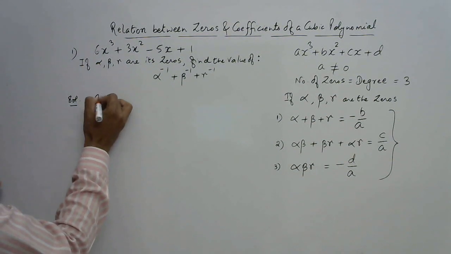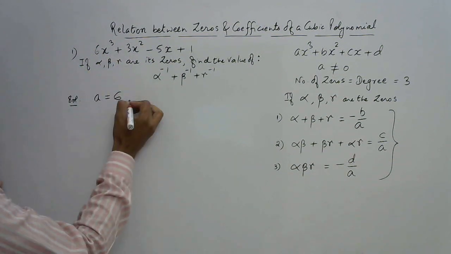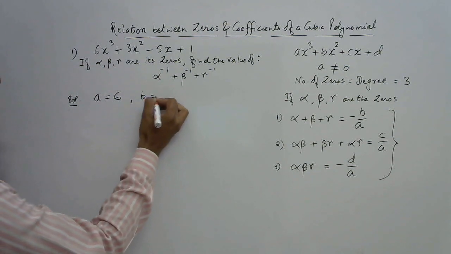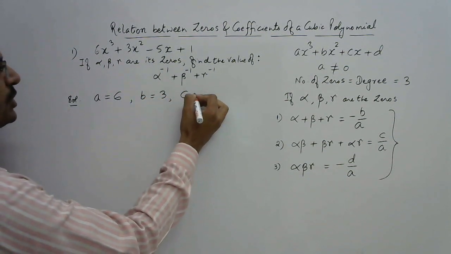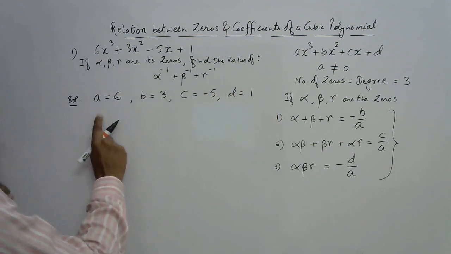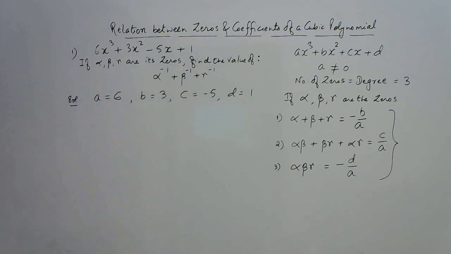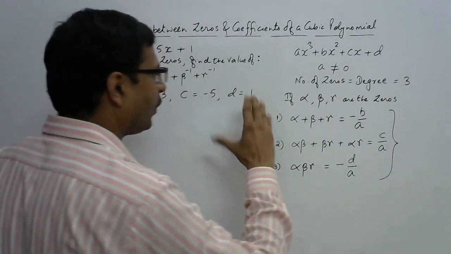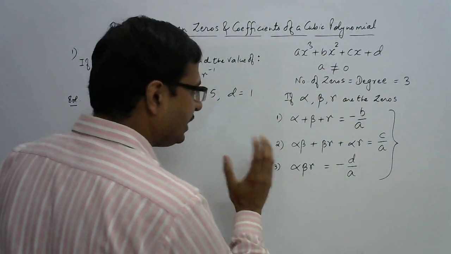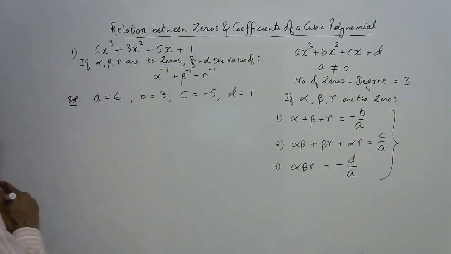Now in this case, the coefficient of x cube, a, is 6 here. Then the coefficient of x square, that is b, is 3. Coefficient of x is minus 5 and constant term is 1. So the first thing is I need to find a, b, c and d from the given cubic polynomial. And after this, I will make use of the relationships. Whatever relationships I need, I will use only those relationships. I will not write all the three.